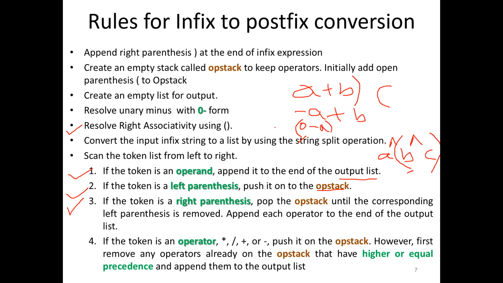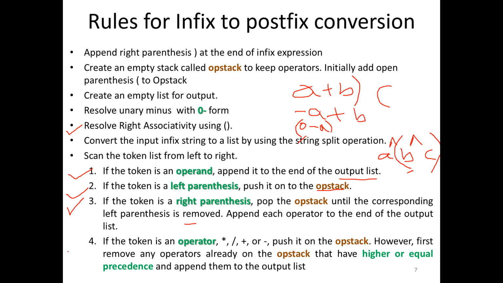The third rule is that if the token is a closing bracket, the right parenthesis, you have to pop all the symbols till the corresponding open parenthesis, the corresponding left parenthesis. All the operators, you have to remove, and you have to append them to the OP list. You have to remove the operators from the OP stack and append them at the end of the OP list. This is rule number 3.